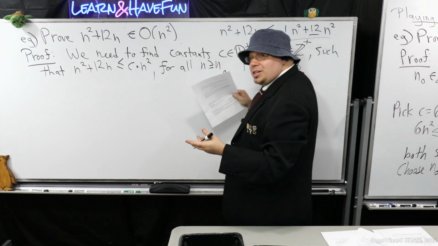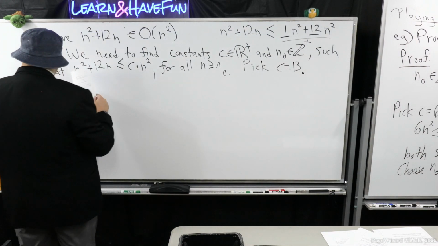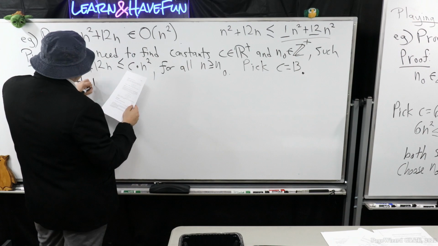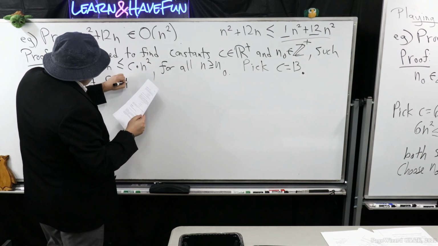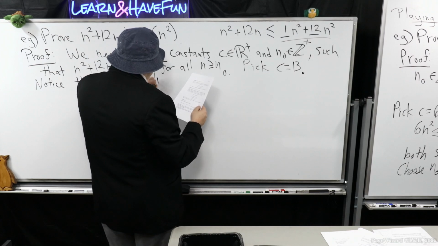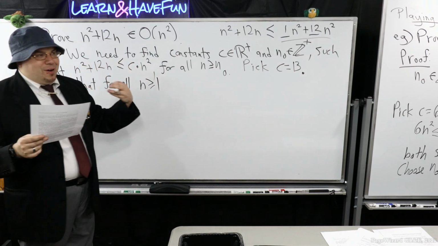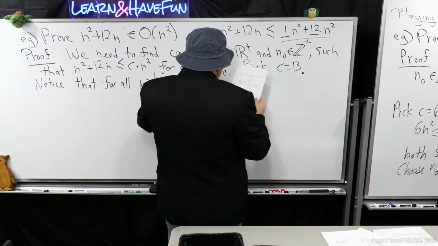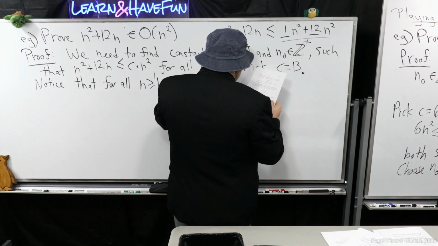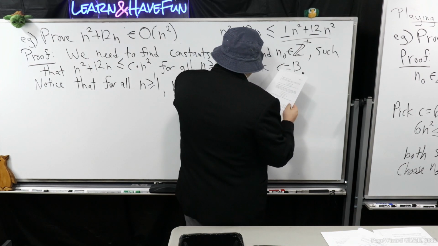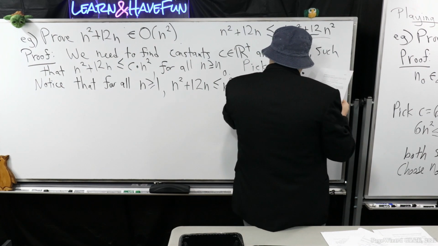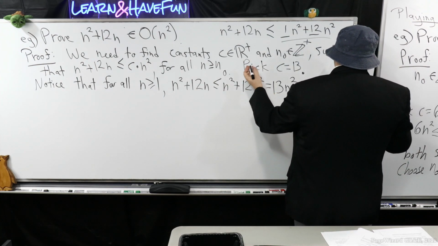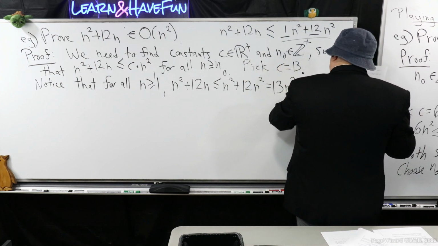Then I'm going to make an observation here, because I don't have a whole lot more I need to do. Notice that for all n greater or equal to 1, so I'm making a statement about n greater or equal to 1, the following is true: n squared plus 12n is less than or equal to n squared plus 12n squared, which is equal to 13n squared, right?